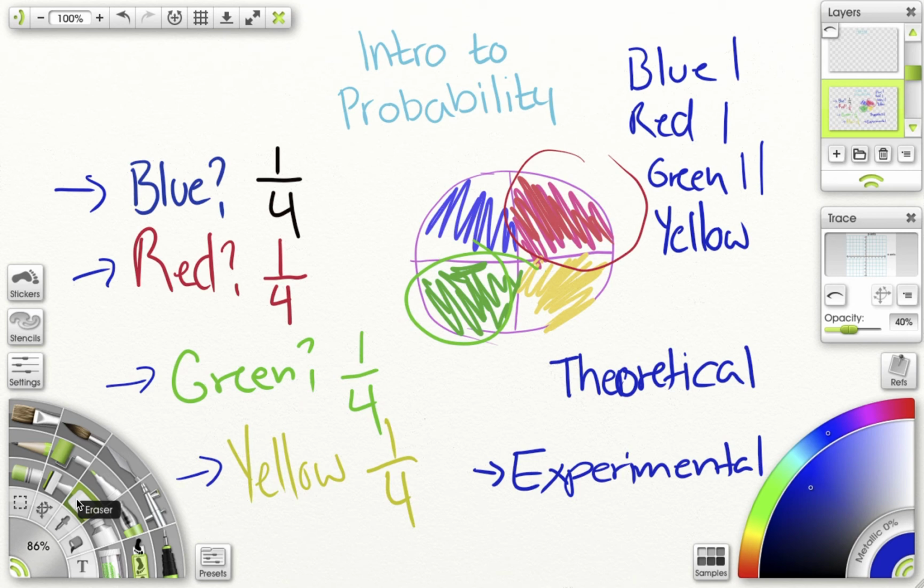But let's say I flip a coin 10 times and I think, oh, it should land 5 times on heads and 5 times on tails. But then I actually do the experiment and it lands 6 times on heads and 4 times on tails.